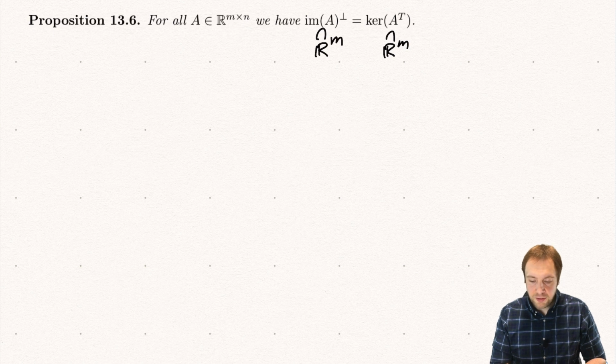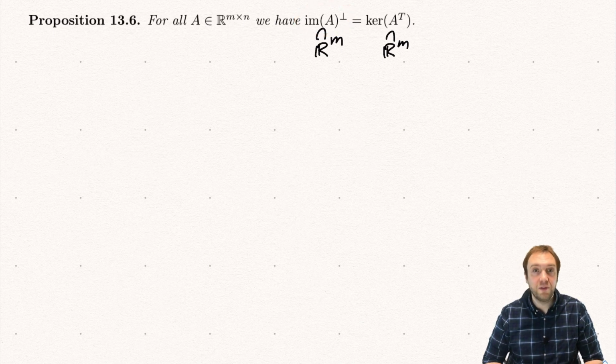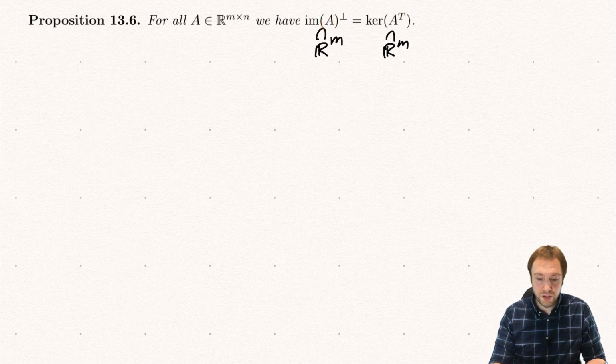Okay, but now let's see why this is true. So if we want to calculate the orthogonal complement of the image of a linear map, this is the same as calculating the kernel of another linear map, and the matrix of this other linear map is just the transpose of the original matrix.